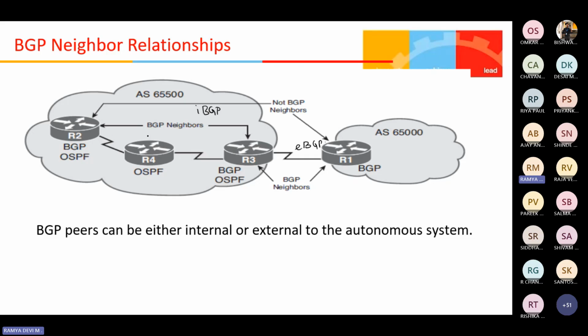IBGP will be formed within the same autonomous system. See, R2, R4, R3 belong to the same autonomous system. They are neighbors under the same autonomous system, numbered 65500. They'll be using IBGP, and they share the routes learned from the external peers across the autonomous system. The next one is external BGP peers, between routers in different networks. So R3 and R1 want to communicate. They'll be communicating with the help of an EBGP peer relationship.